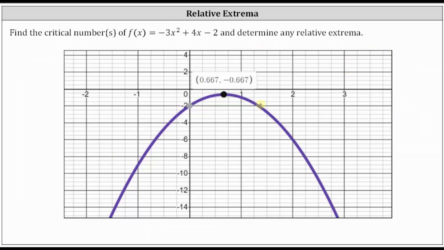Here we have the graph of the parabola. Notice how it does open down because the leading coefficient a is negative 3. And the vertex, which also represents the relative maximum, is the point 2/3 comma negative 2/3, which we can see here as a decimal approximation. The parabola also verifies the function changes from increasing to decreasing at x equals 2/3.